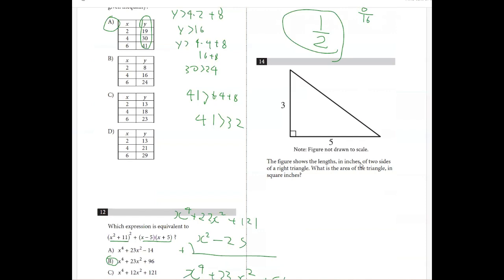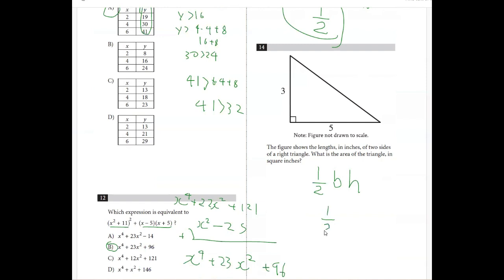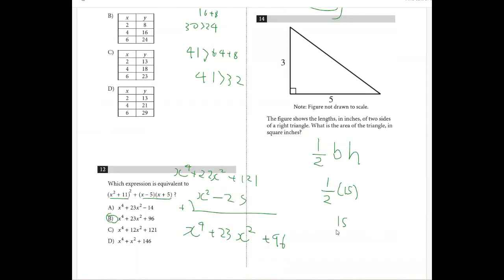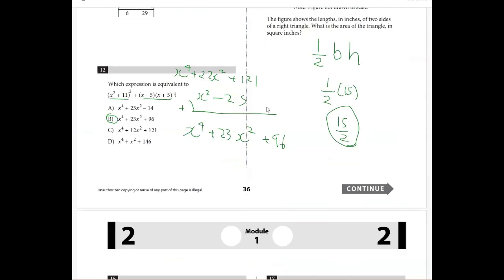Question 14. The figure shows the length in inches of two sides of a triangle. What is the area of the triangle in square inches? We know that the area is 1 over 2 base times height for the triangle. So 1 over 2 times 3 times 5 is 15. So you can write this as 15 over 2. So 15 over 2 is the answer for question 14.